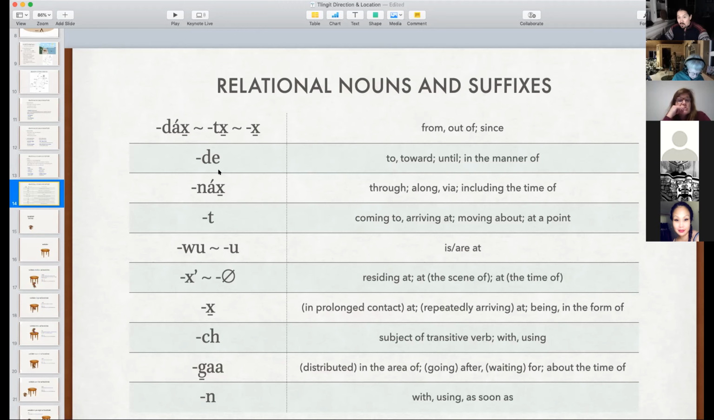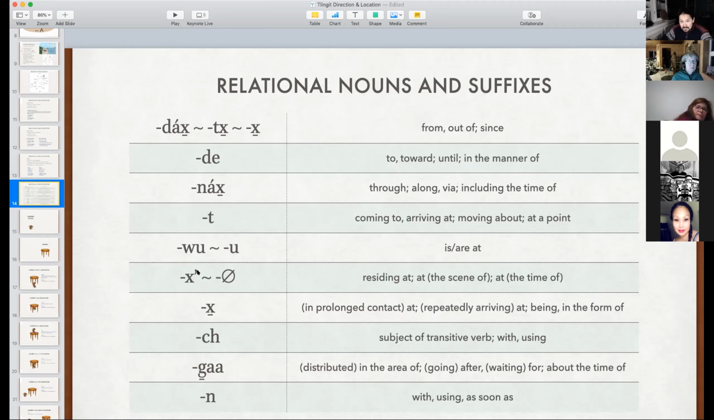Day is towards, or until that time. Nach is through or along or via, going out through that area. The T is at, usually arriving at. The W, like yadu or gusu, this one is at as well, but it's used when there's no verb. So you'd usually just say yaduchat, I'm right here. Neishuhu, they're at home.